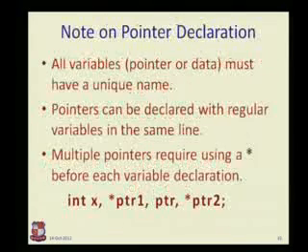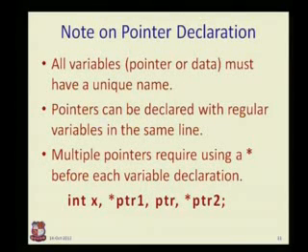But declaration is not enough. We need to initialize this. Before coming to this, there is one more point that we need to remember: all the variables, either pointer or data, must have a unique name. That means if I declare a variable by a name, say ptr as given in the example below, I have given this as an integer variable.